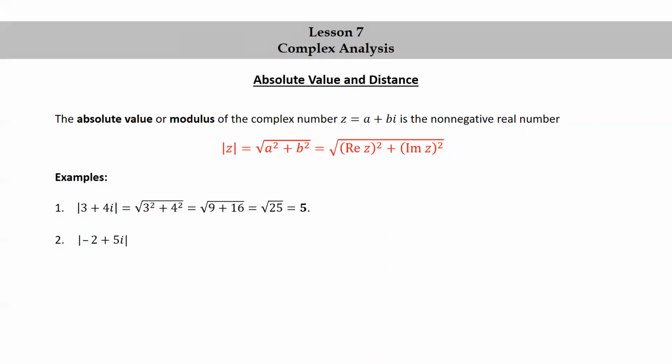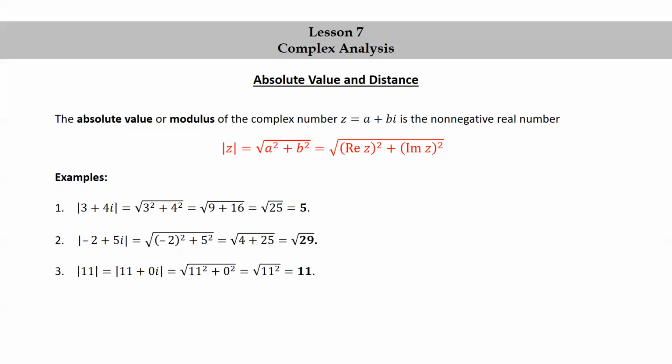The absolute value of negative 2 plus 5i is equal to the square root of the square of negative 2 plus 5 squared, which is the square root of 4 plus 25, or the square root of 29. The absolute value of 11 can be written as the absolute value of 11 plus 0i, which is the square root of 11 squared plus 0 squared, or the square root of 11 squared, which is 11.